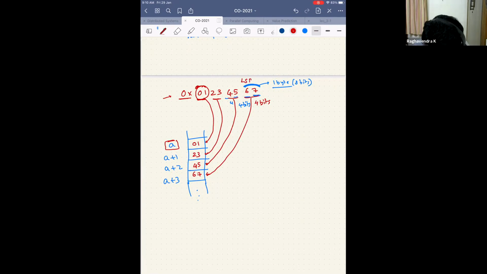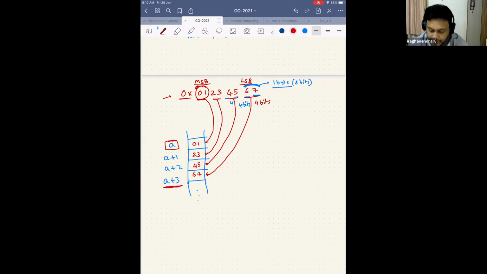This is the LSB. I don't know if you know this or not. This is the least significant bit, or least significant byte, whatever you want to call it. And this is the most significant byte. Here the MSB is being stored in the smaller address when compared to the LSB. So the LSB is being stored in a bigger address when compared to the MSB.